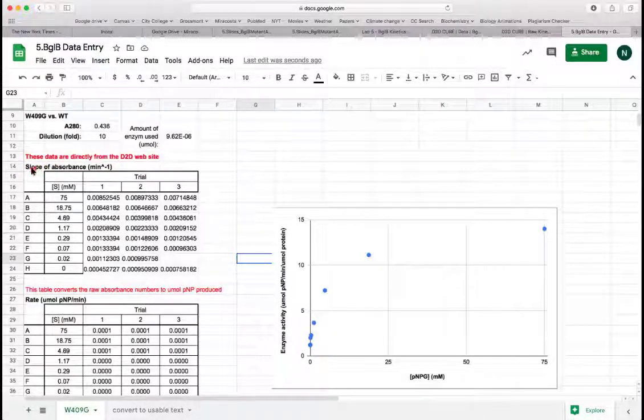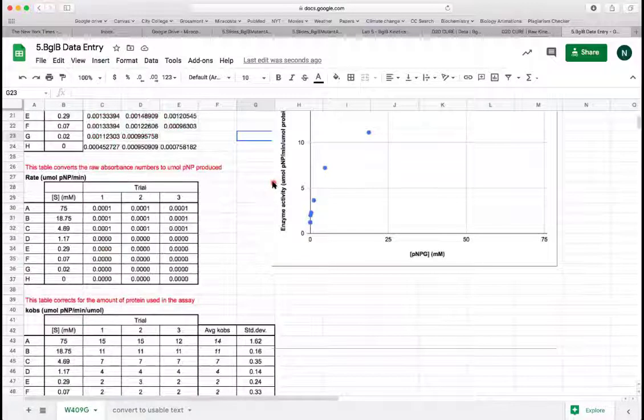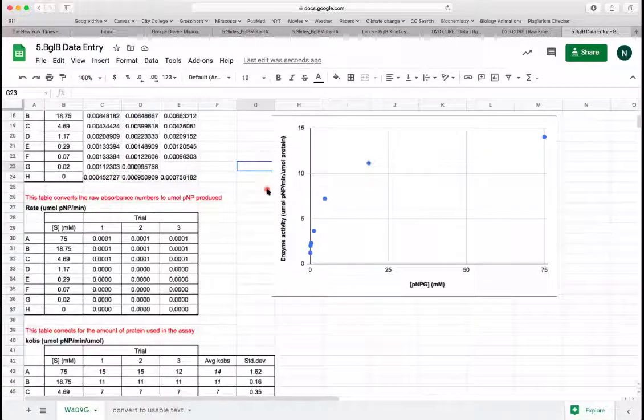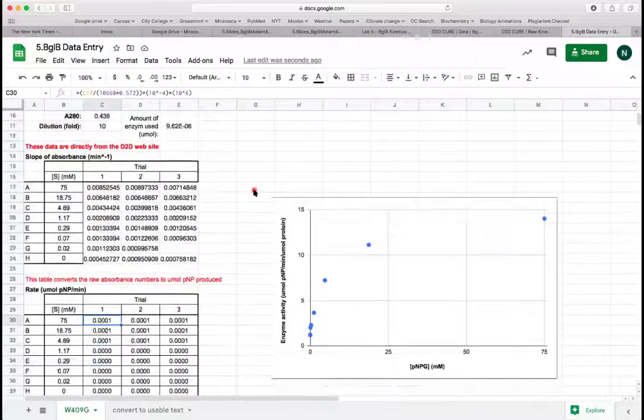And remember, that raw data is the slope of the absorbance, the change in absorbance per minute. So what we want to do is change this absorbance to micromoles of paranitrophenol, or micromoles of product. And how do we do that? Once again, these tables kind of do it for you. So how are we going to do that? We're going to do that using Beer's law.